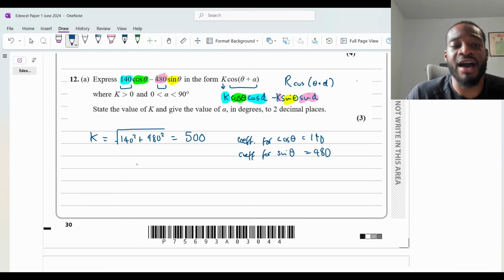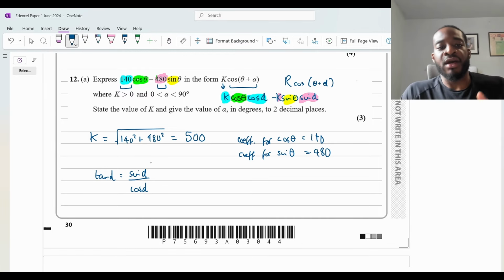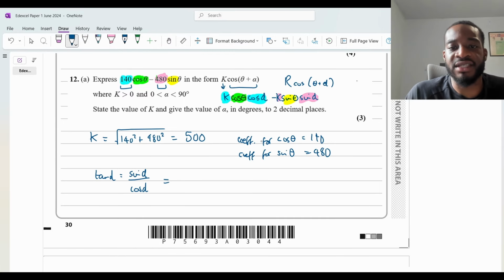And because I know I want alpha, remember, we know that tan alpha is sine alpha over cos alpha. What is it for sine? What is it for cosine? It's 480 for sine, 140 for cosine. So it's going to be tan theta is equal to 480 over 140. So therefore, alpha is going to be the tan inverse of that. So I hope that makes sense. That's how I would do it quickly.